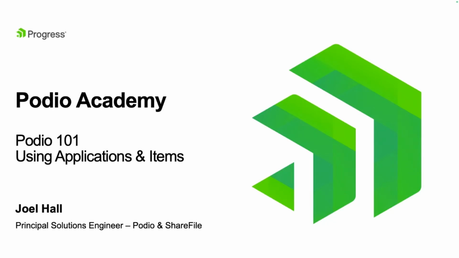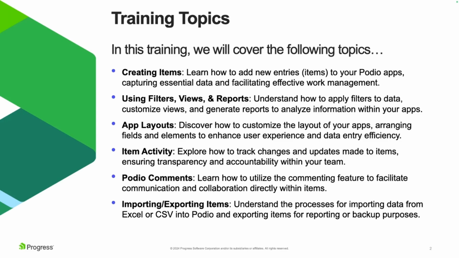This is Podio 101, using applications and items. Now, in this training, we're going to cover some of the following topics. We're going to talk about creating items. Within Podio, we've gone through creating applications. Inside of our applications, each item represents an individual record within that application. So we'll talk about a couple of basic ways that you can create those.